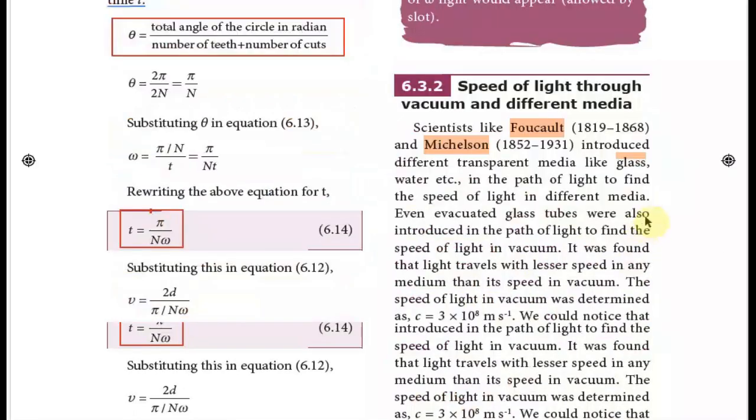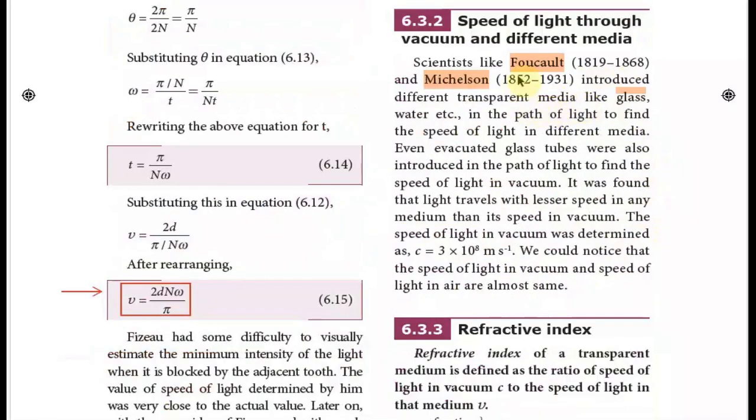Then we will study the speed of light through vacuum and different media. Scientists like Foucault and Michelson introduced different transparent media like gas, water, etc. in the path of light to find the speed of light in different media. Even evacuated glass tubes were introduced in the path of light to find the speed of light in vacuum. It was found that light travels with lesser speed in any medium than its speed in vacuum. The speed of light in vacuum was determined as c = 3 × 10^8 meters per second, and we can notice that the speed of light in vacuum and the speed of light in air are almost the same.